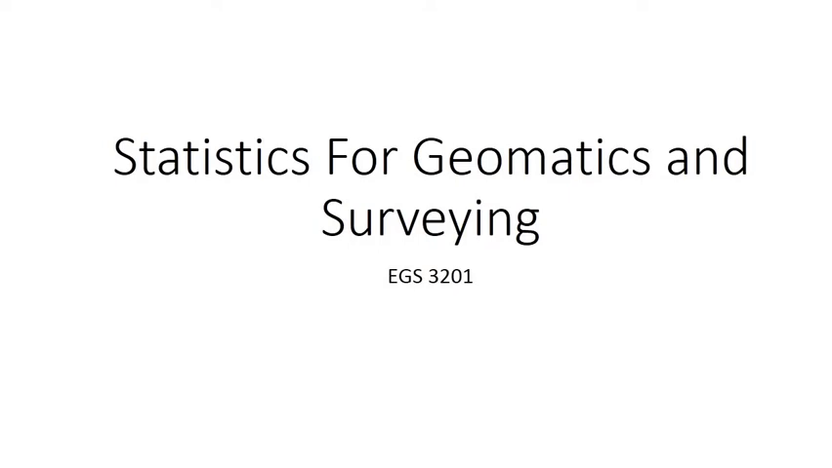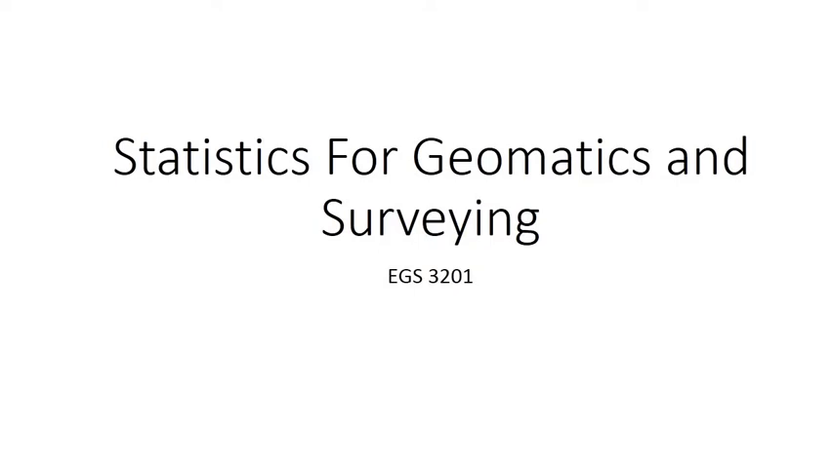The title of the course is Statistics for Geomatics and Surveying, and the course code is EGS 3201, and your instructors will be Mr. Ndovu, me, and Mr. Aramon. So those are the two people responsible for the teaching and learning of this course. Welcome once again to this online Google Classroom.